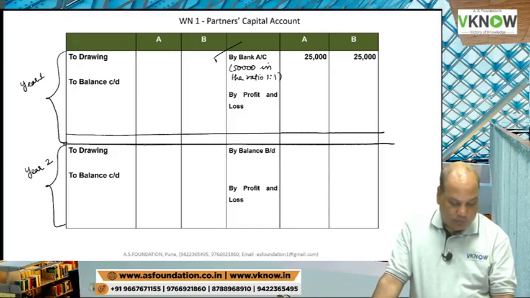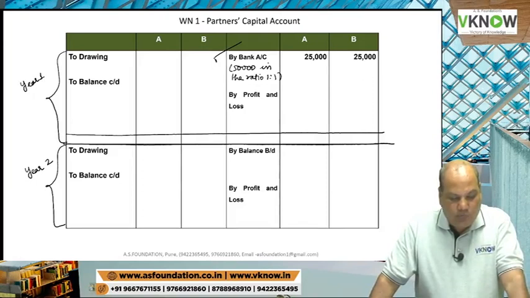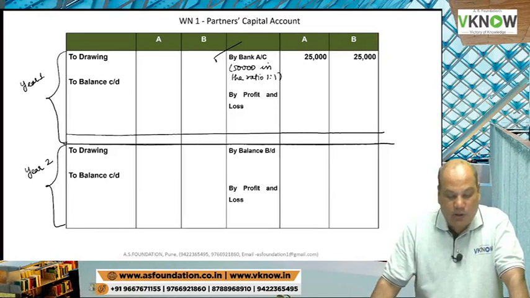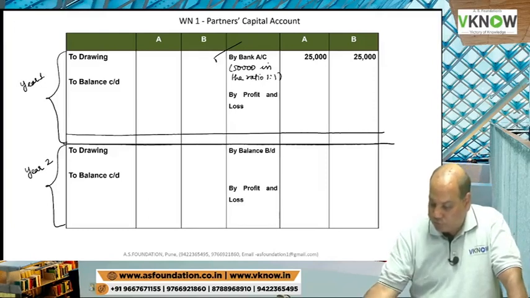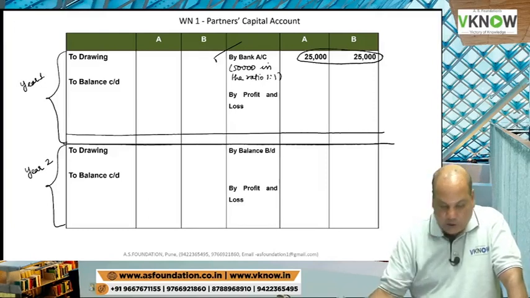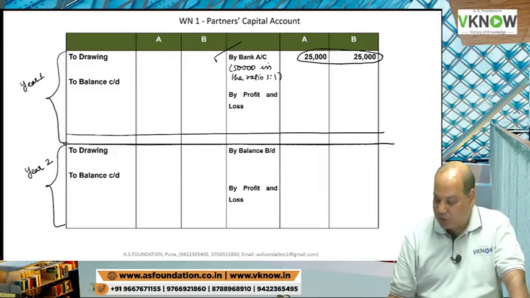Have some patience. A and B started business on 1st January 2009 with rupees 50,000 as capital, contributed equally by both the parties, sharing profit in the ratio of 3 is to 2. So write down here 25,000, 25,000. Their drawing was 300 and 200 per month respectively.